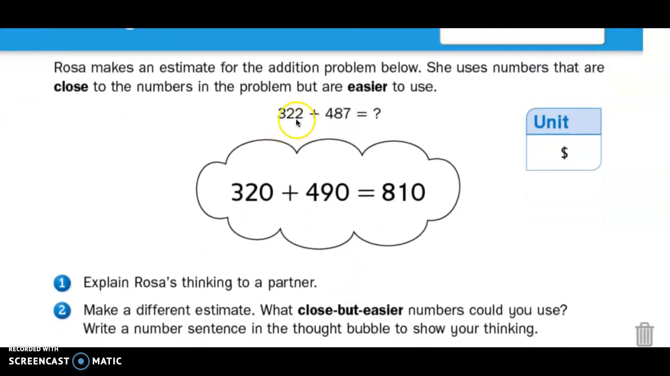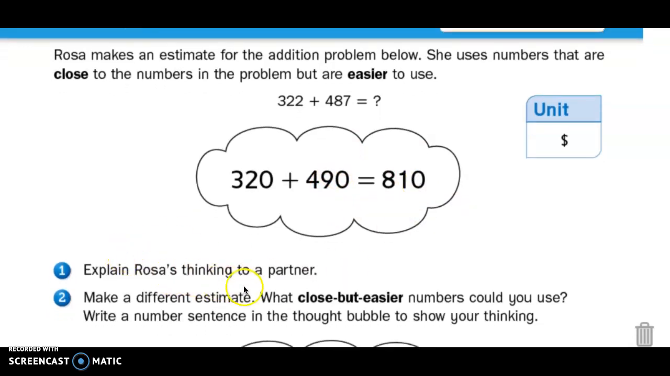322. I see that she rounded this to the nearest 10, right, that 2, down. 2 is 4 or less, so we let it rest. So she changed it to 320. She looked at the ones place again. She's rounding to the nearest 10. 7 is 5 or more, so she raised the score. The 8 became a 9. Now she knows how to do 320 plus 490, and she got 810.